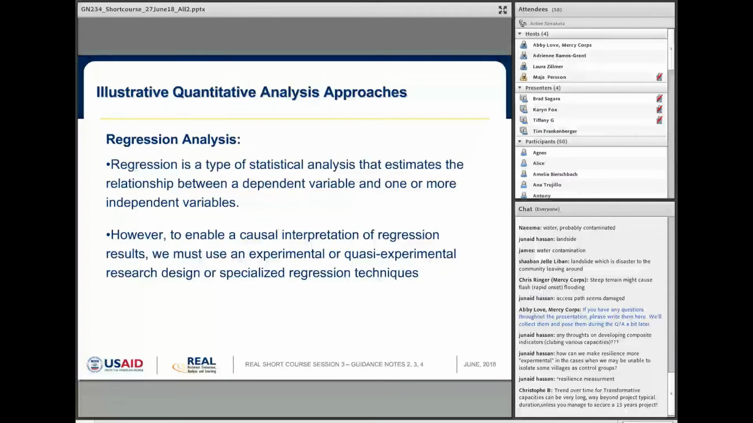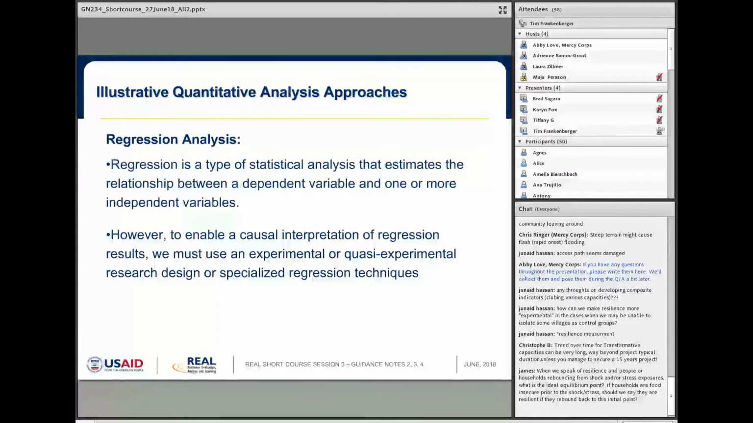We also use regression analysis as a way to estimate the relationship between a dependent variable and one or more independent variables. It enables us to do causal interpretation. We must have an experimental or quasi-experimental research design, or use special regression techniques for this purpose.